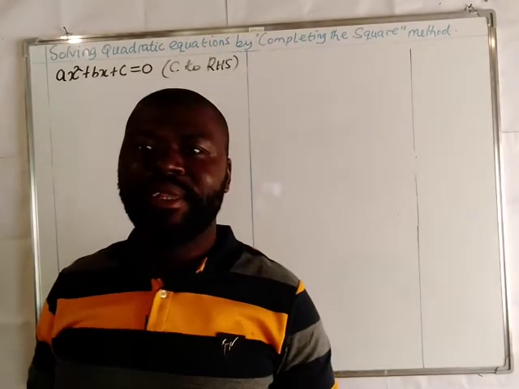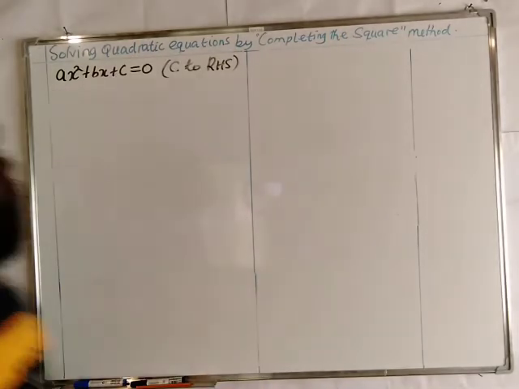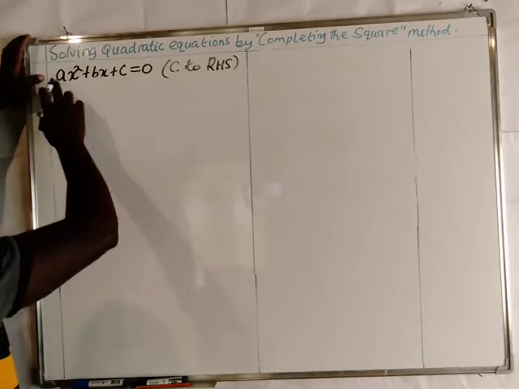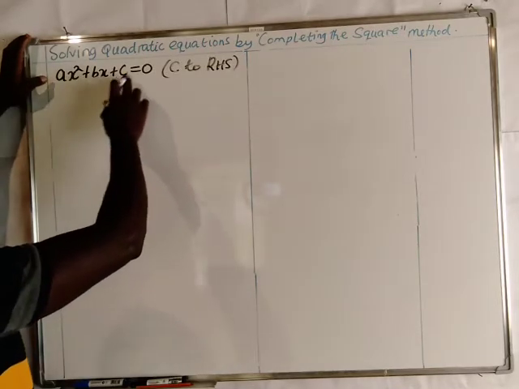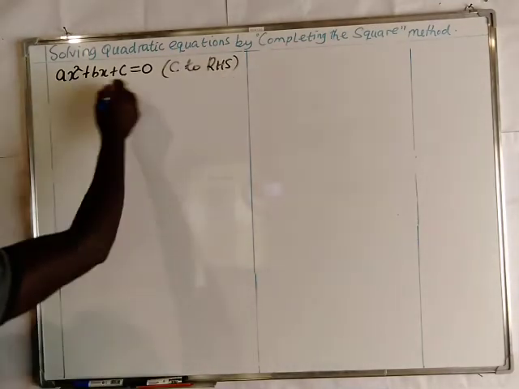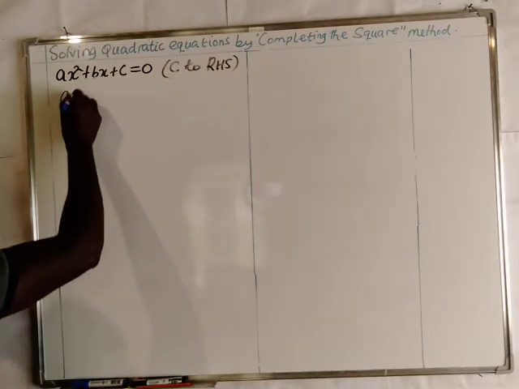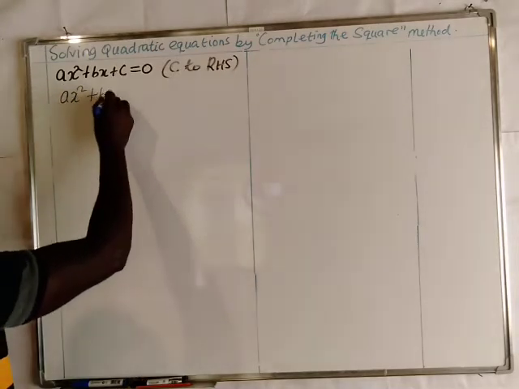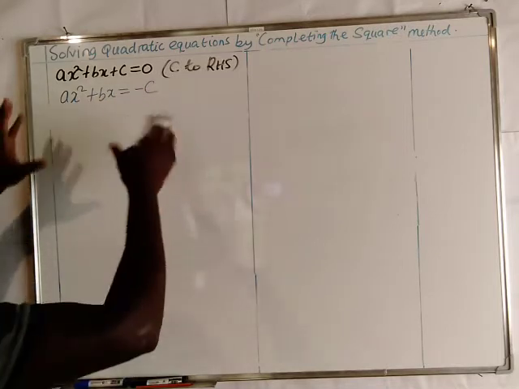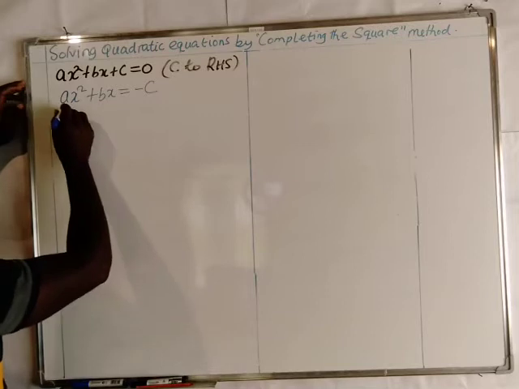We are solving quadratic equations by the method of completing the square. So, a general quadratic equation is on the board: ax squared plus bx plus c equal to 0. Solving by completing the square, we have to transfer c to the right hand side so that we have ax squared plus bx is equal to minus c. Then at this point we divide throughout by the coefficient of x squared so that we have this.